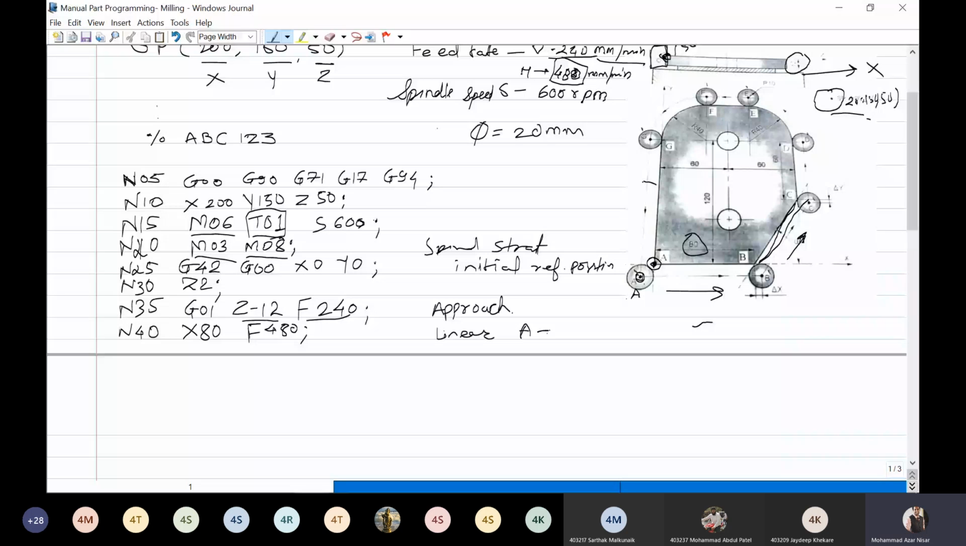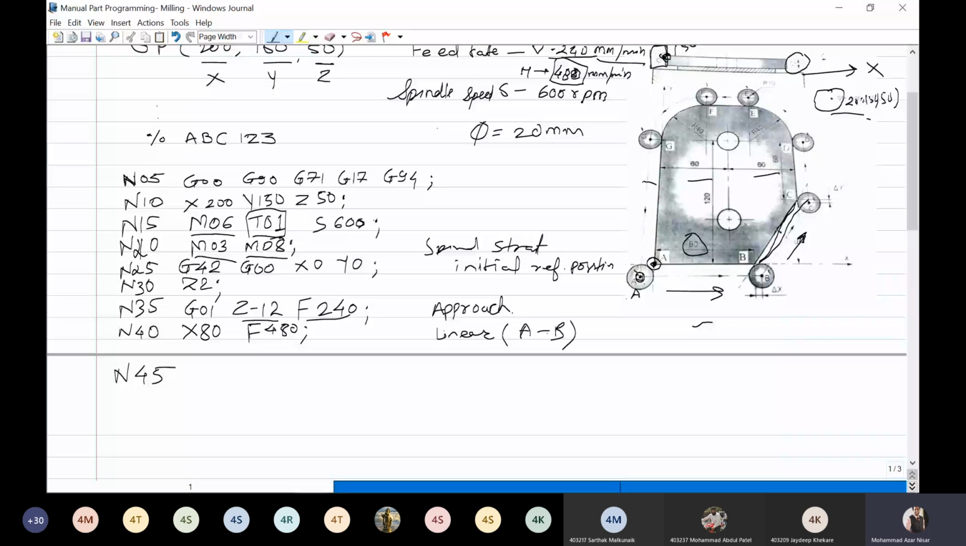Now B to C. For B to C, N45. I will take X. The total distance I have to find out is this 80 plus this radius 40. 80 plus 40 is equal to 120. So you can see over here also, 60 plus 60, 120. So this X distance is 120.